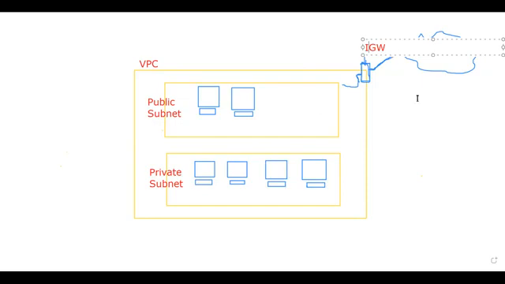Your internet gateway will be part of your VPC. It's part of the components that will need to be in place for your VPC to work, for you to be able to connect to the internet. What's the VPC without internet? Doesn't make sense, right?